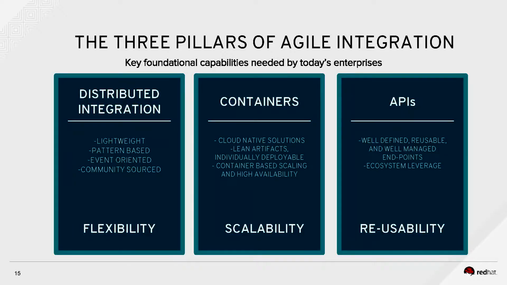So when you look at what agile integration is really about, it has three essential capabilities. The first one is distributed integration. Distributed integration is integration that is much more lightweight, pattern-based, event-oriented, and much more community sourced. Again, that's what provides you the flexibility. I'll talk more about this.